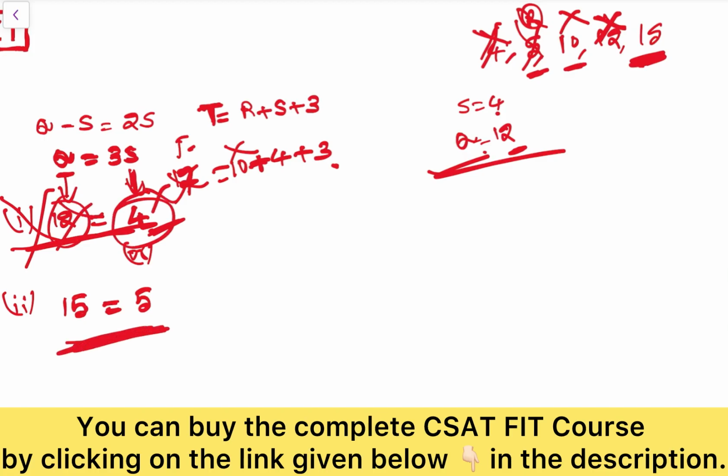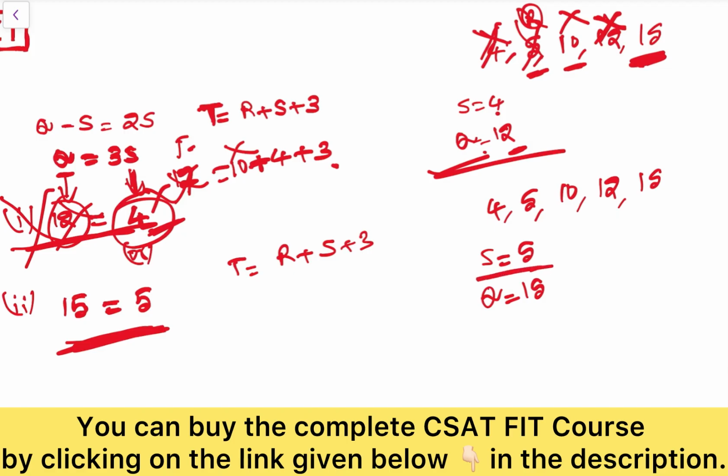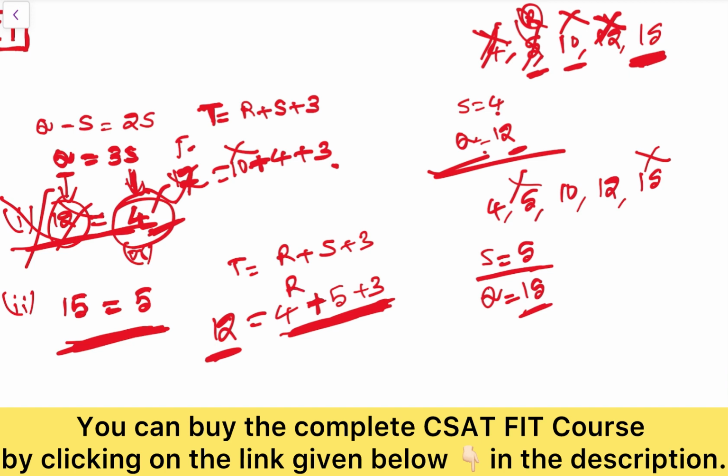Let's check with the second case, where T is equal to R plus S plus 3, S is 5 and Q is 15. The numbers are 4, 5, 10, 12, 15. S is 5 and Q is 15, so R cannot be 15. Let's take R as 4. Then T is 4 plus 5 is 9, plus 3 is 12, so T is 12. This is possible. So R is 4, S is 5, T is 12 and Q is 15.